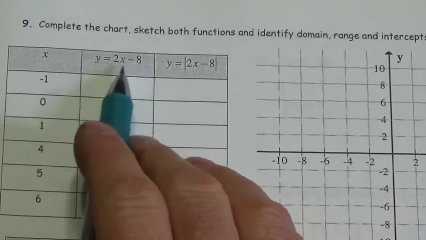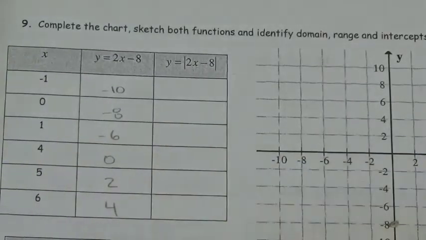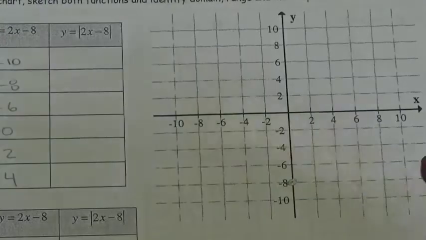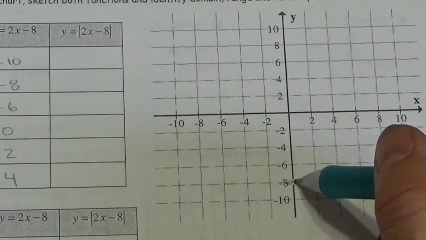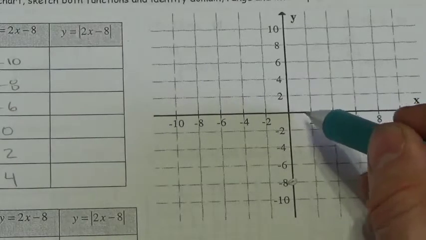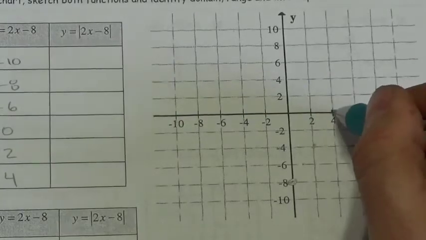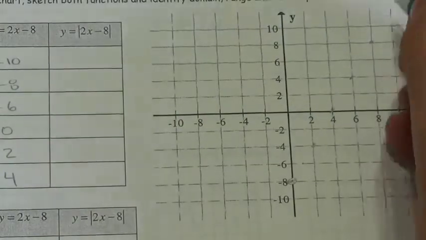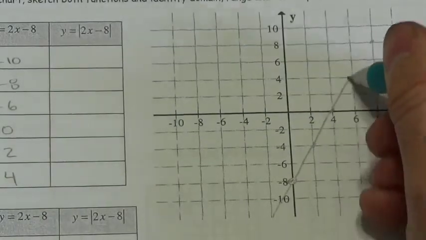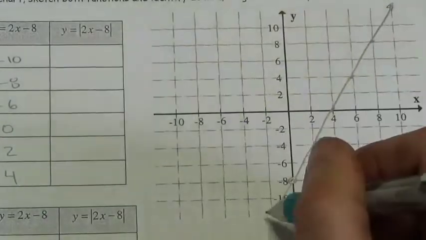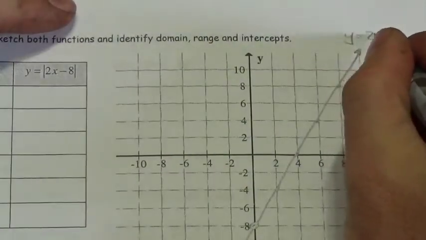Now I can plot those points for sure, or I could recognize that this is going to be a line that has a y-intercept of negative 8. I'll come over here and draw that down, negative 8. And it's going to have a slope of 2. So when I go over 1, I'm going to go up 2. So it's going to go there, there, there, there, and so on. So this is going to look something like this. There's my line, y equals 2x minus 8.